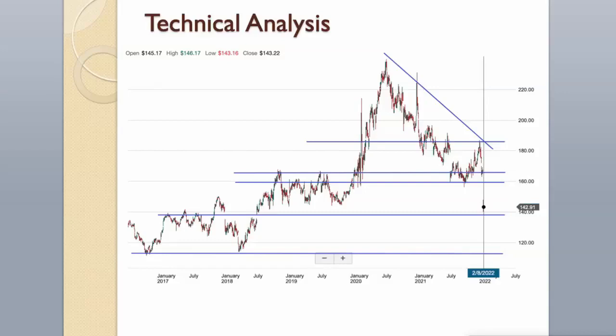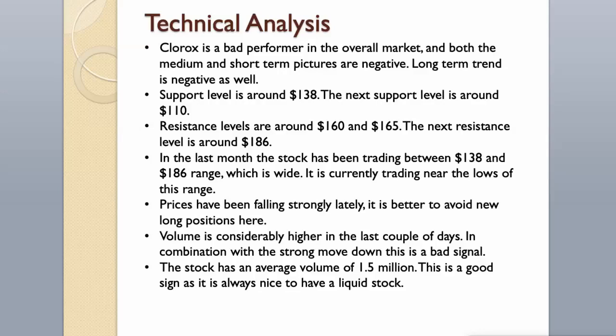In the last month the stock has been trading between $138 and $186 range, which is wide. It is currently trading near the lows of this range. Prices have been falling strongly lately. It is better to avoid new long positions here. Volume is considerably higher in the last couple of days. In combination with a strong move down, this is a bad signal. The stock has an average volume of 1.5 million. This is a good sign, as it is always nice to have a liquid stock.